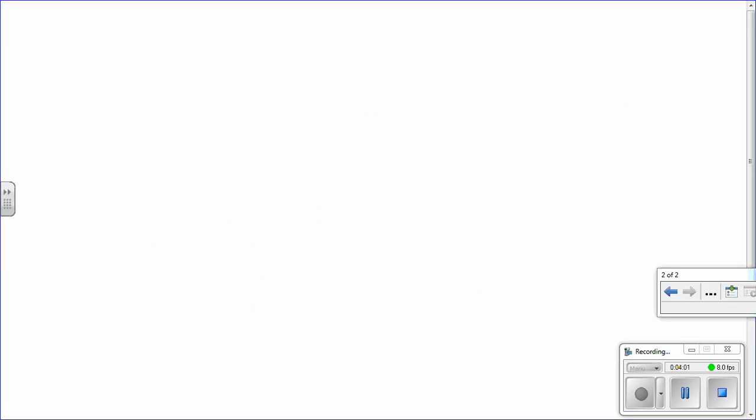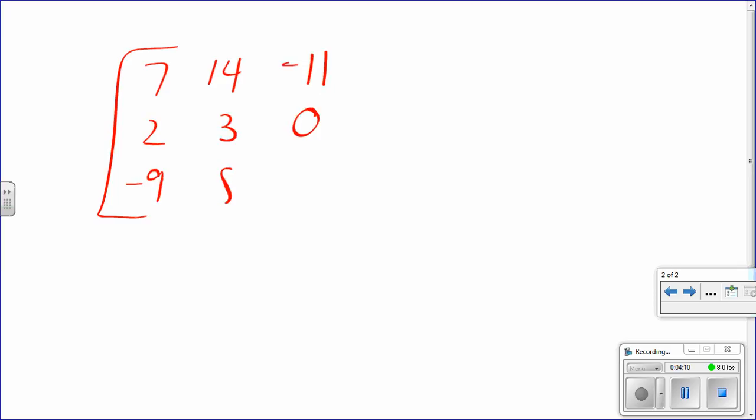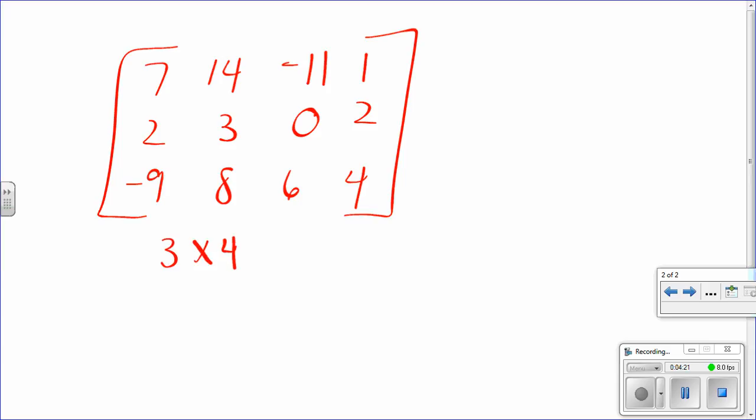What are the dimensions of this matrix? This is a 3 by 4. Okay, that's a 3 by 4. What is A23? Second row, third column, and then 0 right there.